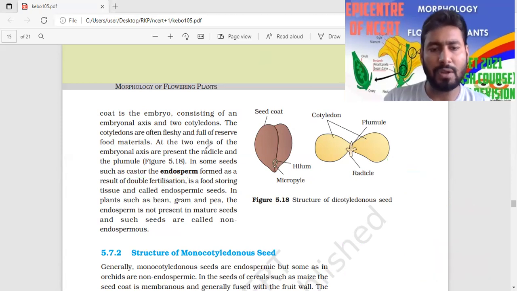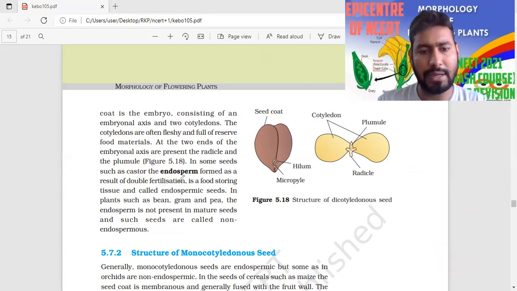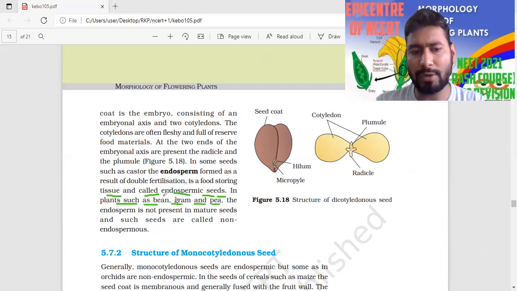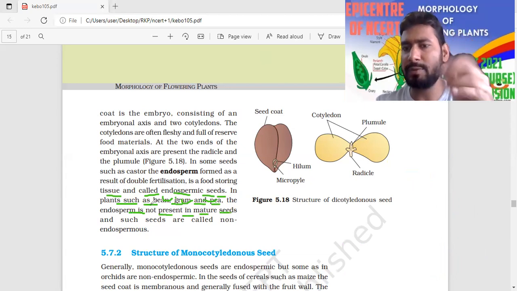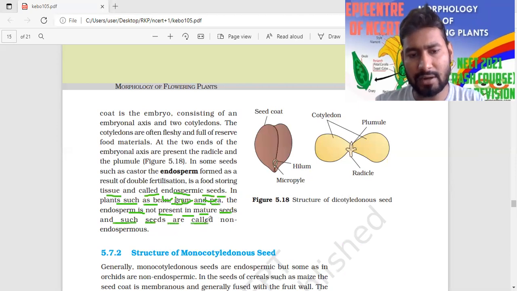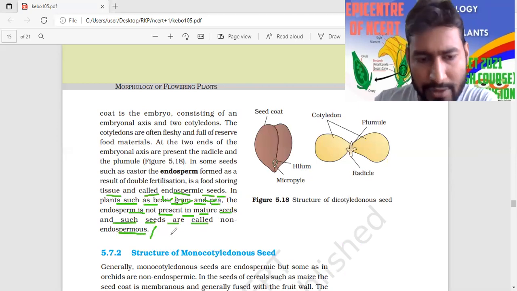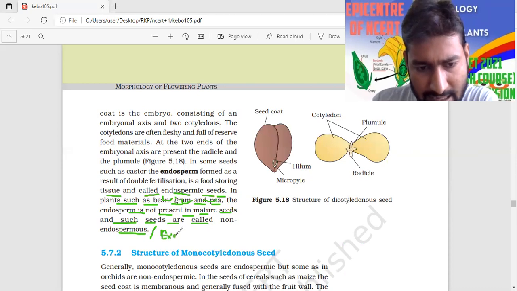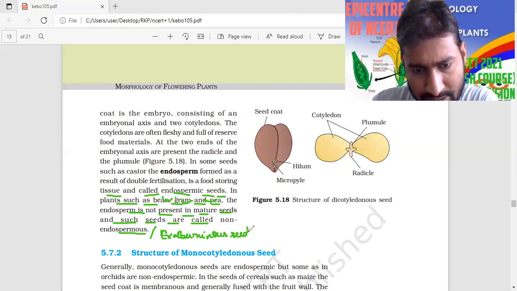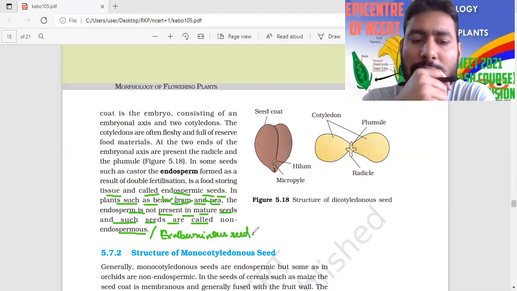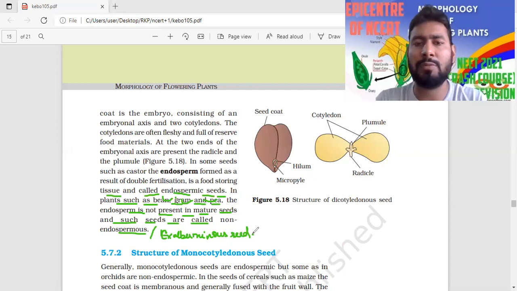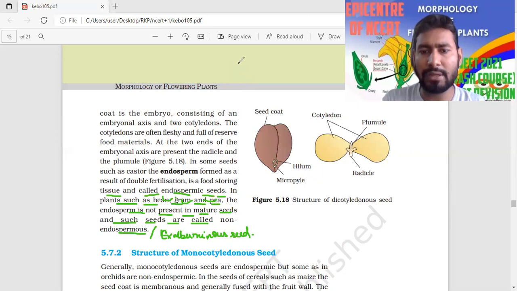Next, this is a food storing tissue, which I called the endosperm cells, as I told earlier. In plants such as bean, gram, and pea, which are dicot plants, the endosperm is not present in the mature seeds, that is, they are non-endospermic or ex-albuminous. Such seeds are called non-endospermous, or you can use another term, ex-albuminous seed. So this is the overall story about the dicot seed.